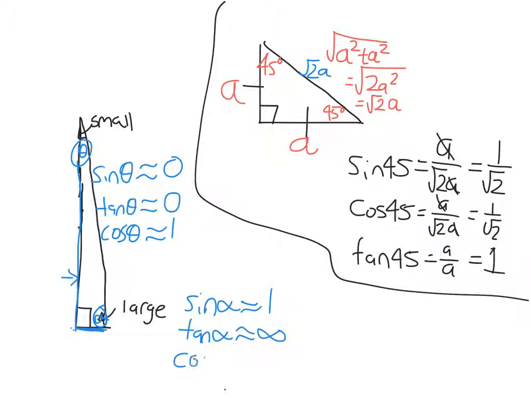And cos alpha, well, now this side is the adjacent. It's very small compared to the hypotenuse. So when you have adjacent over hypotenuse, the adjacent's very small, the hypotenuse is large. If you have a very small number divided by a very large number, then that will be close to 0. So from this, we now get a table of exact values. So here, I said that alpha is about 90 and theta is about 0, and that will go into our table, putting all this together.